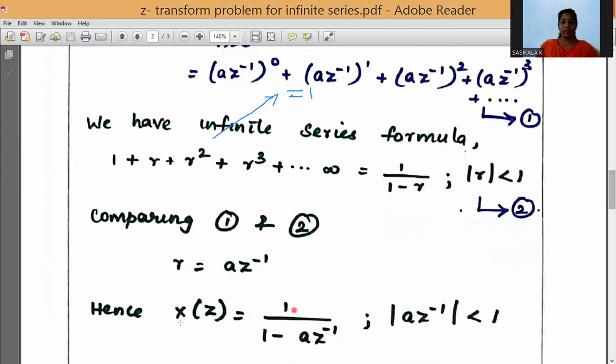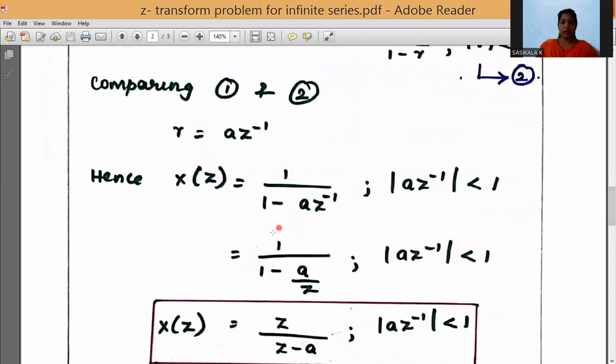Now hence X of z becomes 1 by 1 minus r. So here substitute r is equal to a z inverse. So X of z is equal to 1 by 1 minus a z inverse, for mod a z inverse less than 1. So here I have expanded this: 1 by 1 minus a z inverse can be written as 1 by 1 minus a by z, for mod a z inverse less than 1.